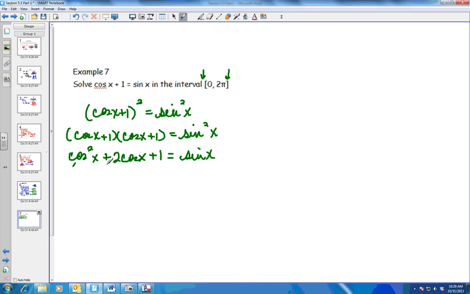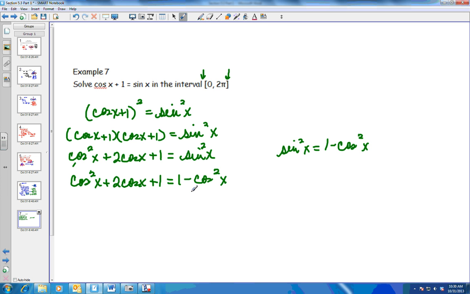And now do you see that everything's in terms of cosine except for this side? So I need to rewrite this side in terms of cosine. Well, we know that sine squared x is equal to 1 minus cosine squared x. So I'm going to rewrite it. Cosine squared x plus 2 cosine x plus 1 equals 1 minus cosine squared x.